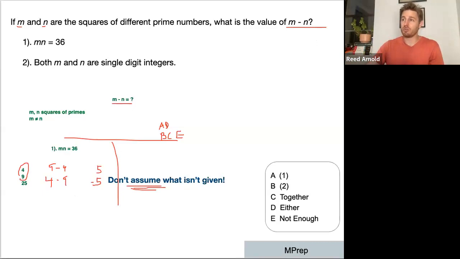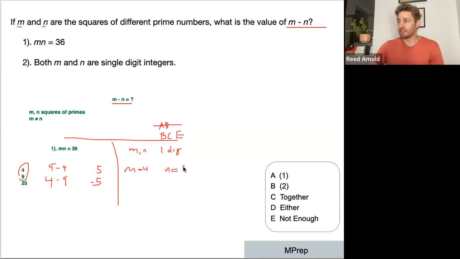That's going to be the same issue with this second statement here. Okay, statement 1 is not sufficient. I get rid of that here. Statement 2 tells me M and N are single digits. And again, they're squares of primes. So same thing: M is 4 and N is 9, those are the only single digit squares of primes, or M is 9 and N is 4. I don't know which is which. So both statements have the exact same issue. Either one could be 4 or 9. So the answer here is E. Neither statement alone is sufficient.